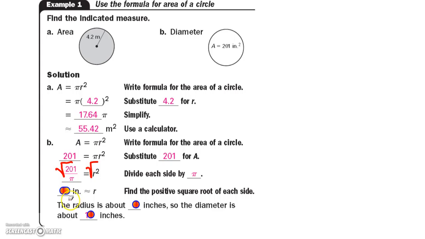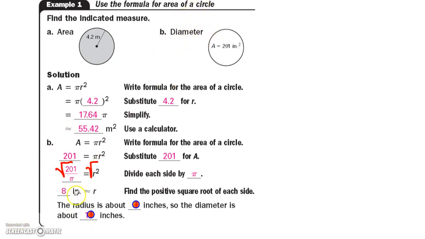Because again, order of operations and such, just make sure that you can take the square root of 201 divided by pi and get approximately 8 inches when you round to the nearest inch. Okay, now are we done? No, we're not done. Pay attention to what the question is.